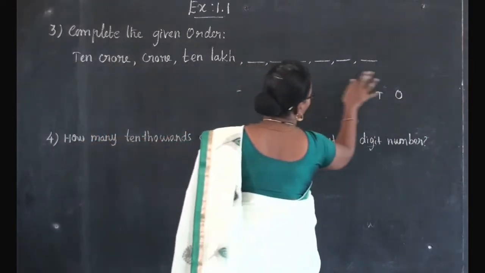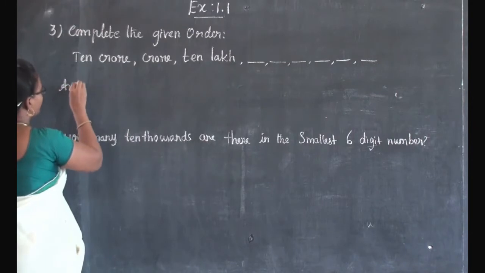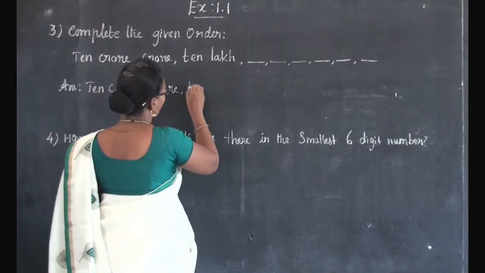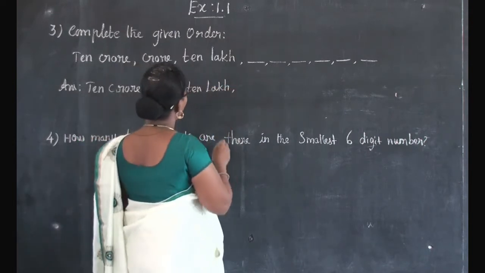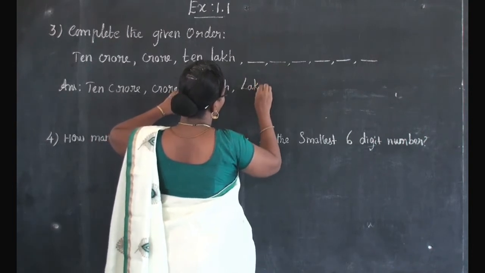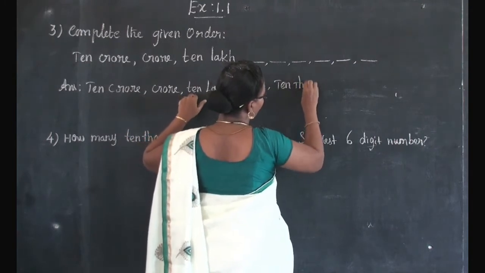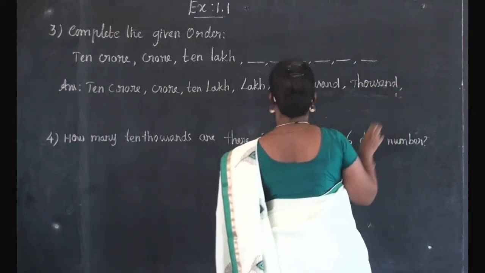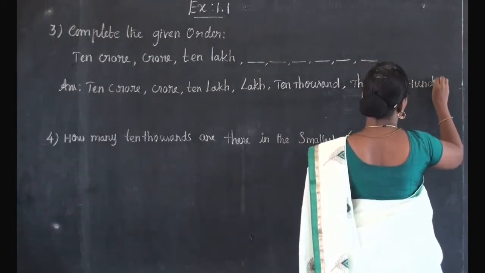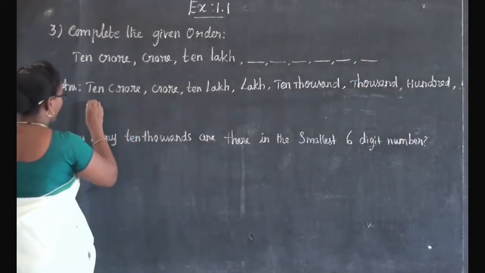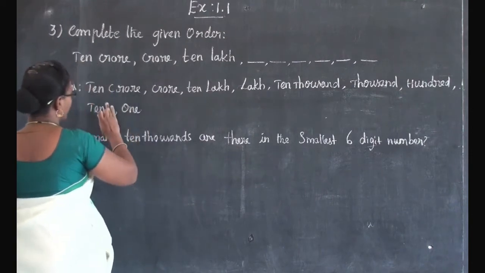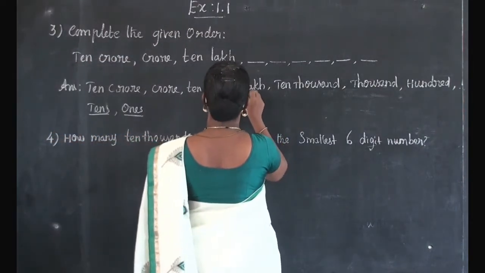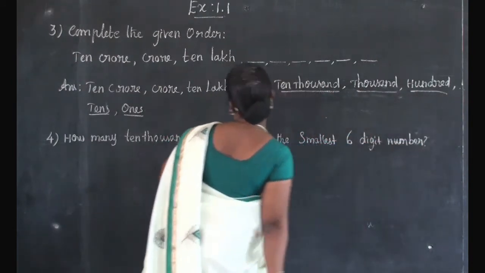So the right answer: 10 crore, 10 lakh. After that, lakh, and then 10,000, and then thousand, and then hundred, tens, and then one. So that is the answer.